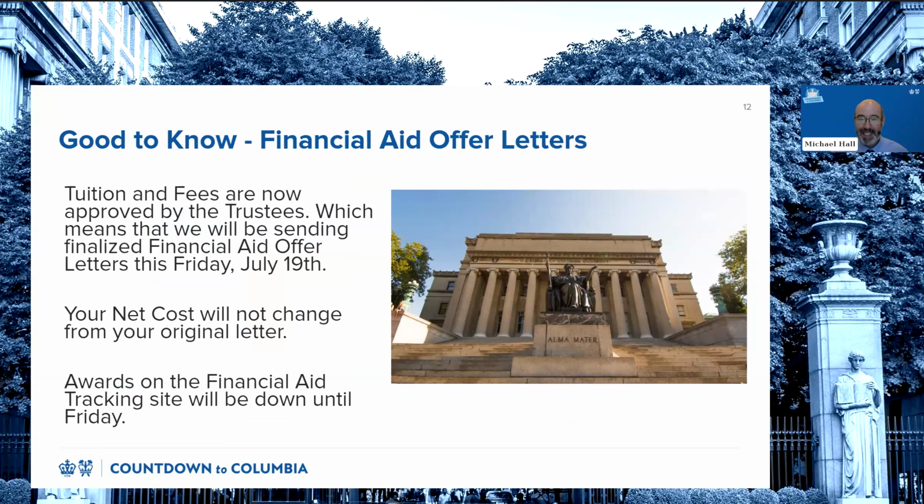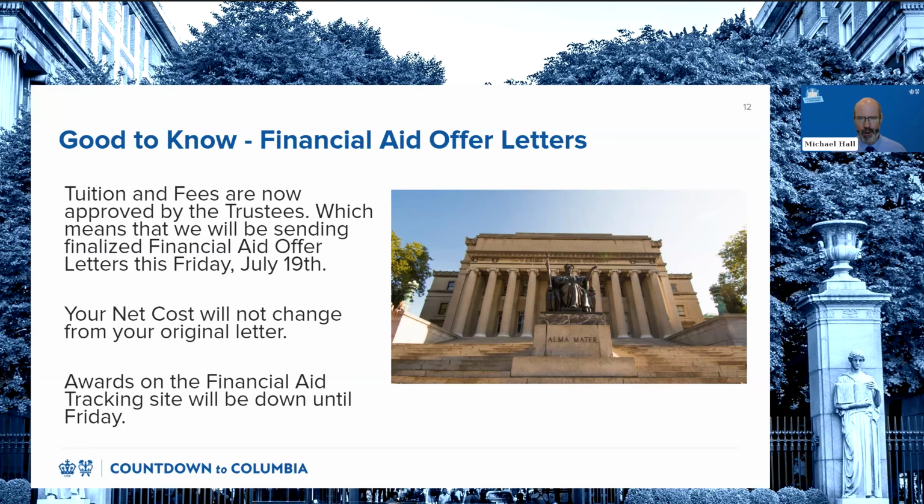Well, whenever we sent out your initial financial aid offer letters, whether it was early decision, regular decision, transfer, or combined plan, the tuition numbers weren't set yet. So your letters had a little asterisk saying that these are either your awards based off the 23-24 numbers, or this is pending approval by the trustees and things like that. So now we have trustee approval, so we can send everybody finalized financial aid letters, which is actually going to be happening this Friday, July 19th.